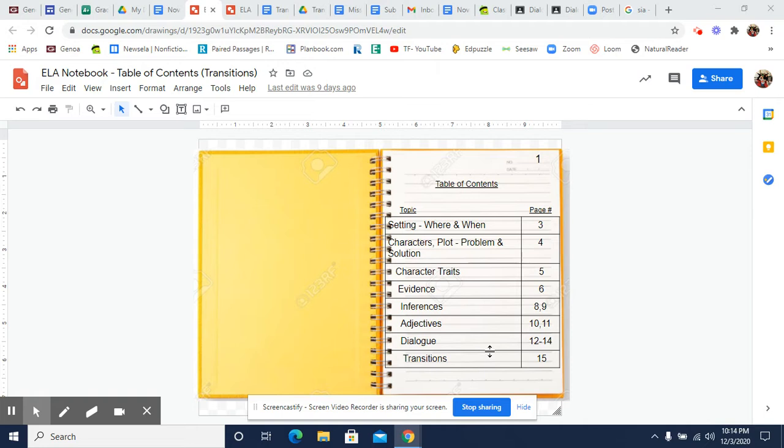Today we are going to be talking about transitions. Transitions allow your story or your paragraph to flow more smoothly.